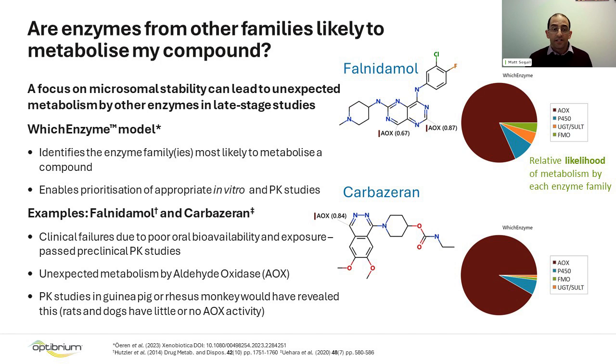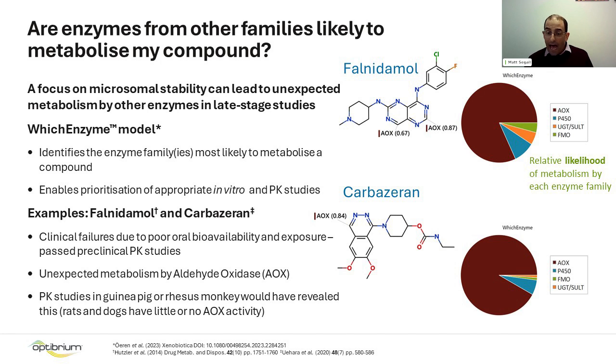This identifies the enzyme families that are most likely to metabolize a compound, by analogy with the which P450. So again, represented by these pie charts here, you can see the relative likelihood of metabolism of a compound by each enzyme family. And this can really help to prioritize appropriate in vitro and in vivo PK studies.